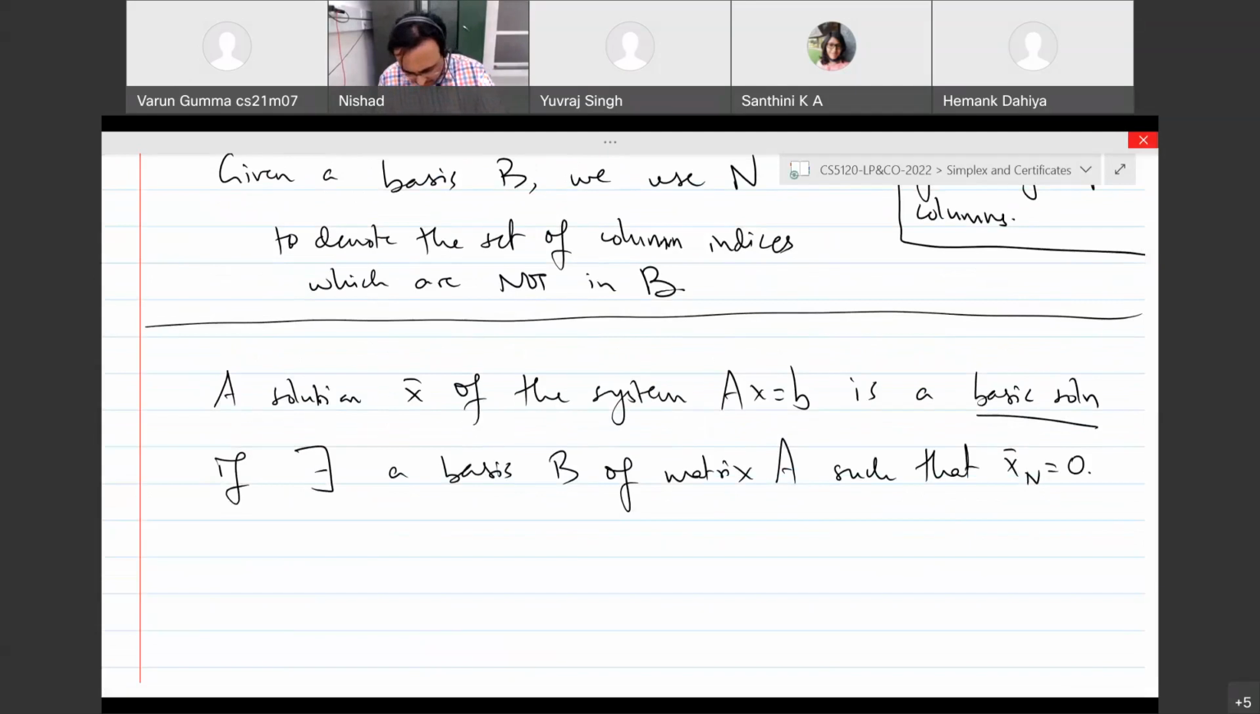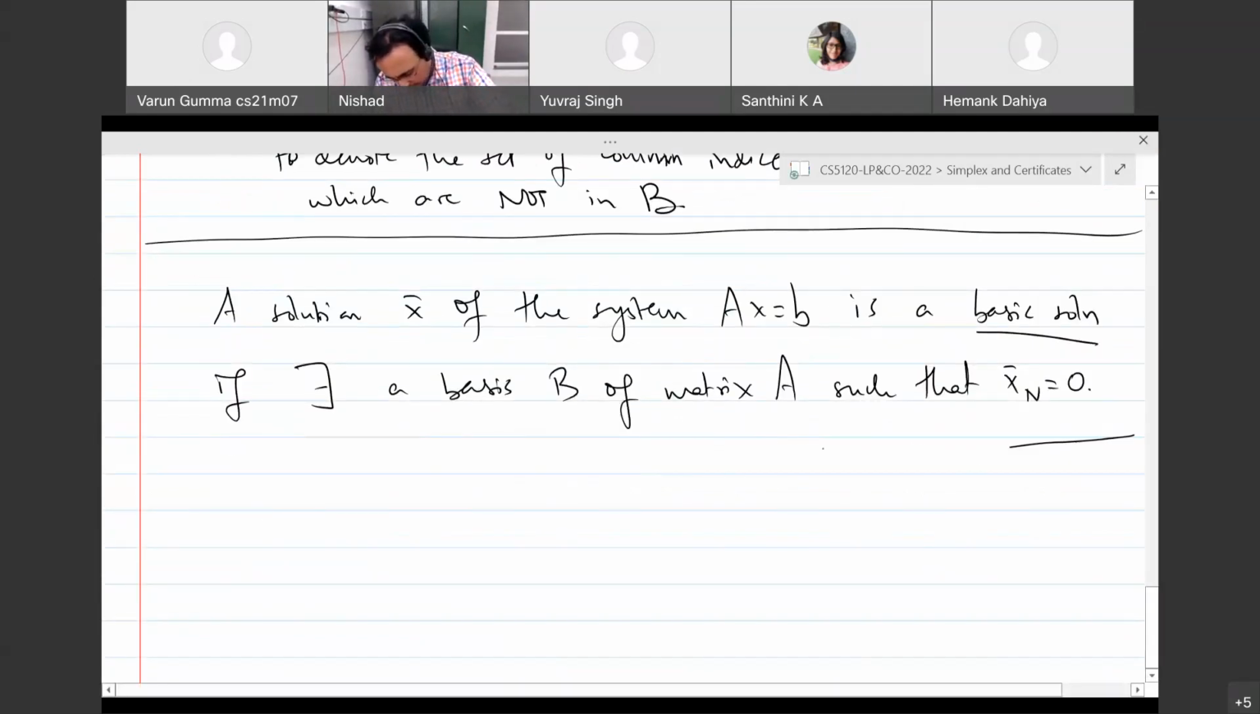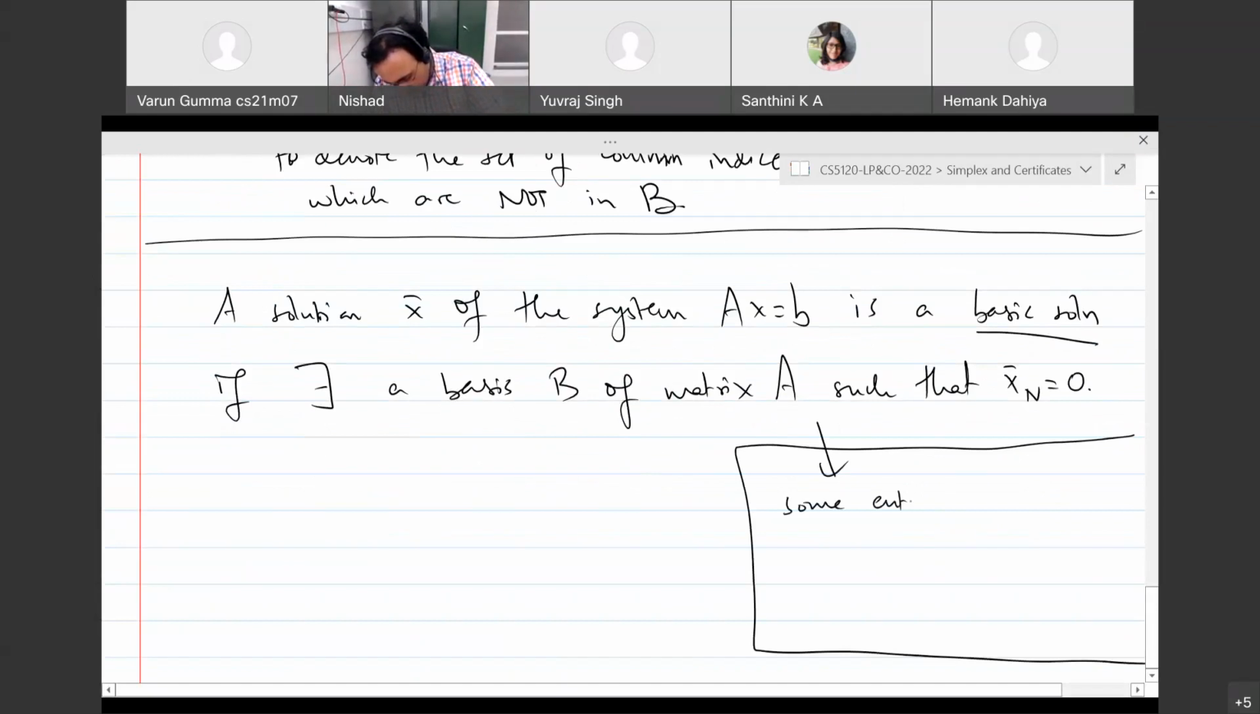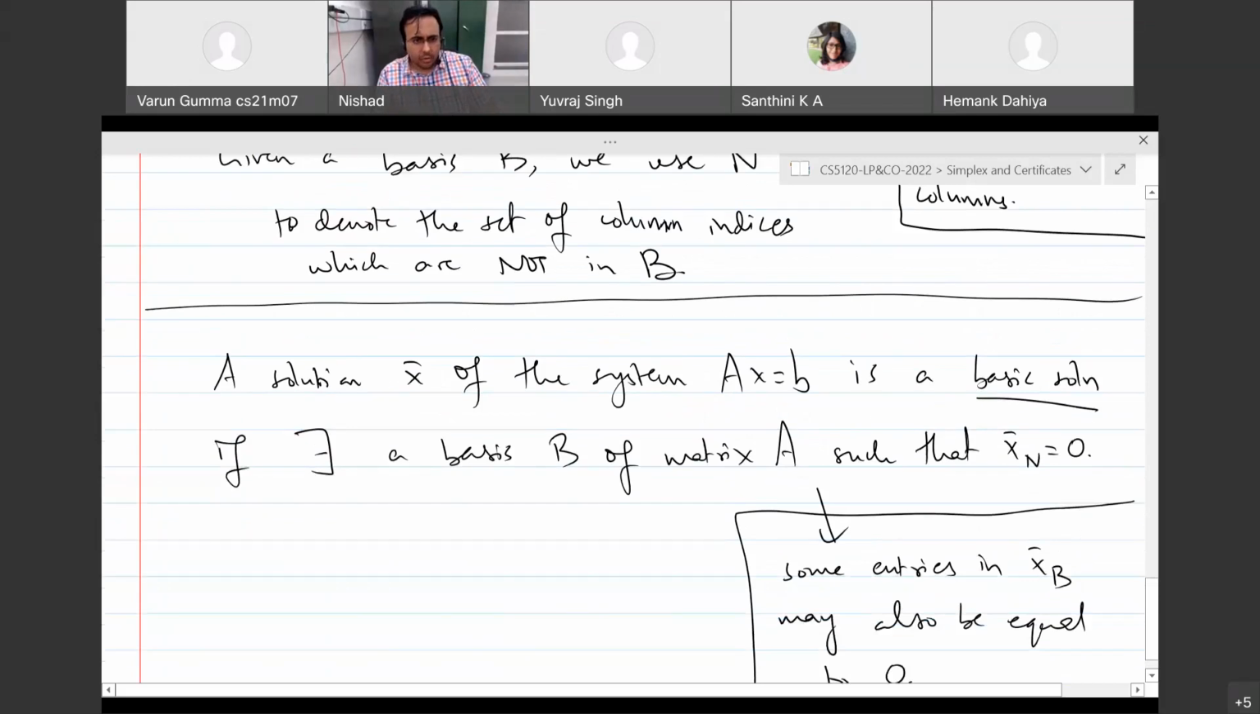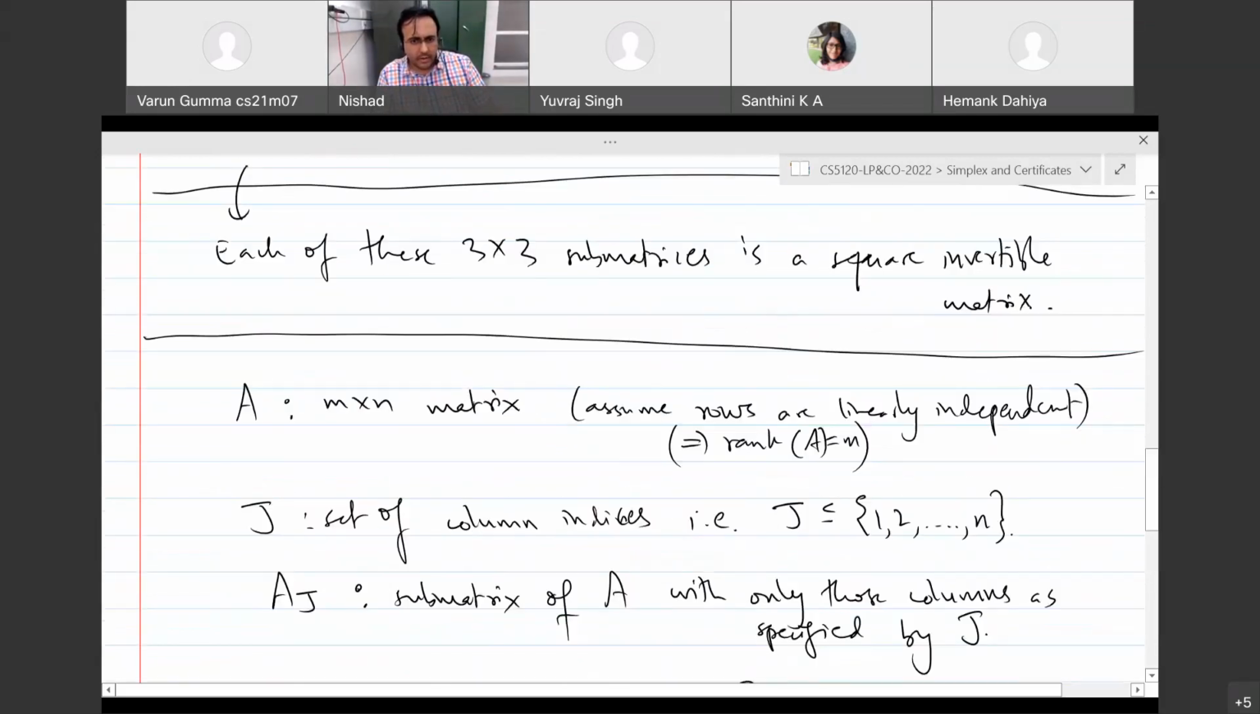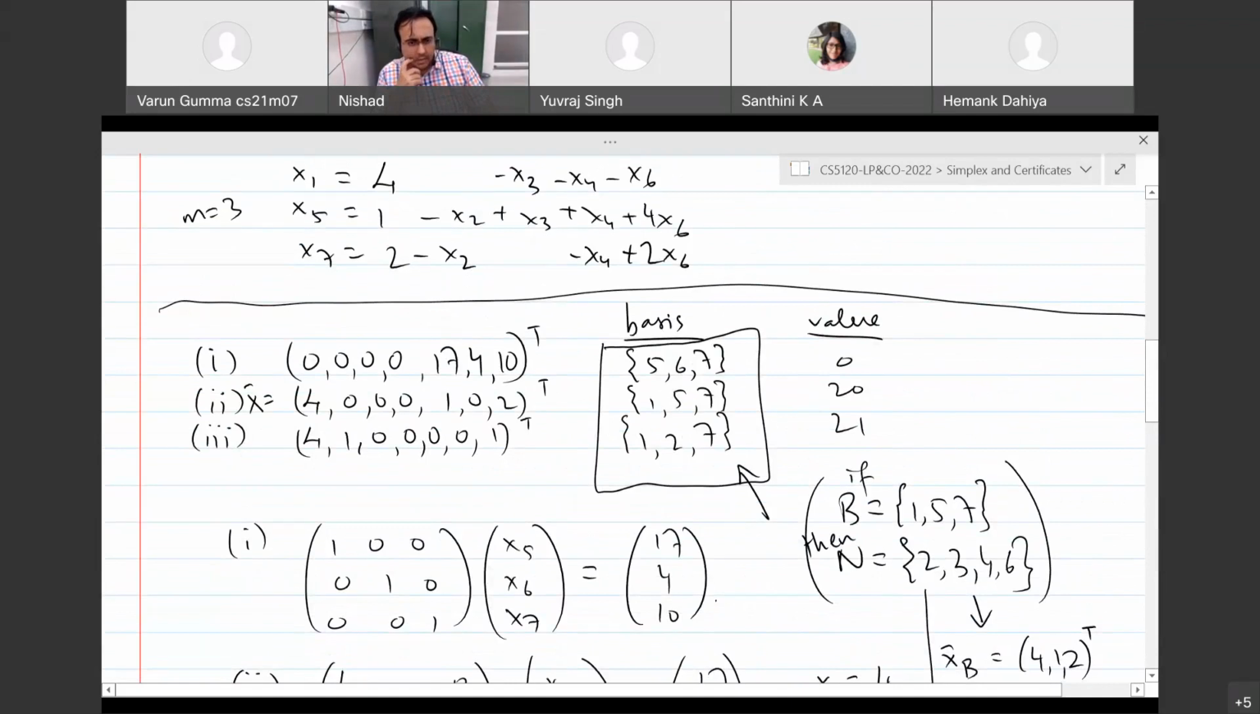I think I should make a note here. Some entries in x bar b may also be equal to 0. So all of these solutions that we found using simplex, in particular, were basic solutions to the system Ax equal to b for the corresponding bases that we have written down.